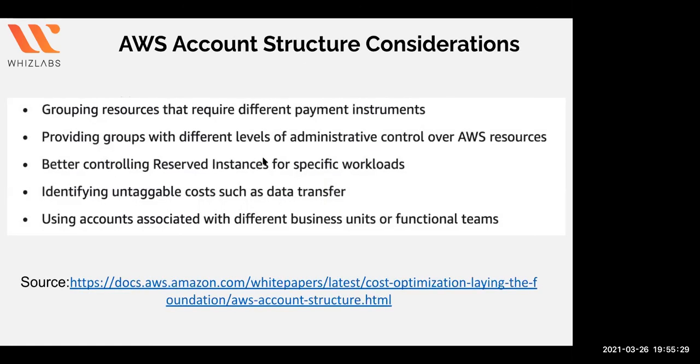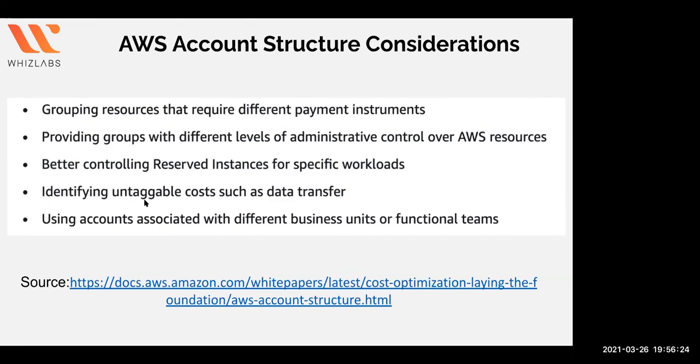Perfect. Okay. Now, AWS account structure considerations. What are the things to take care of when you are using AWS accounts? So first is group resources that require a different payment instrument. Maybe you can group them based on the teams, based on the software, based on your different customers, if you have multiple clients or customers. Second is providing groups with different levels of administrator control over AWS resources. So let's say if the finance team is just monitoring for billing purposes, you should not give them access to different stuff. And then better control when you reserve the instances for a specific workload. That matters a lot. We just saw one of the pricing discount models when you are reserving resources for maybe a year or 3 years.